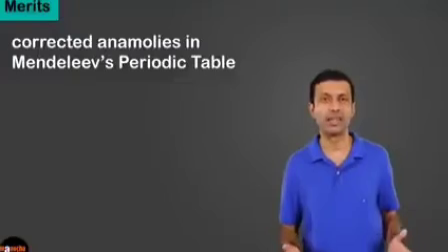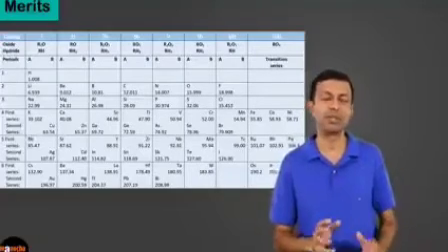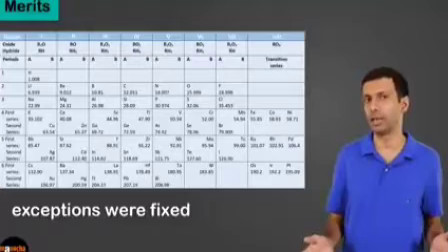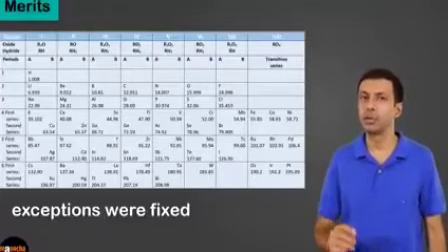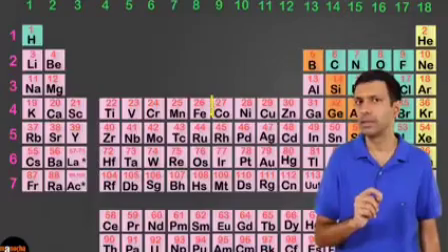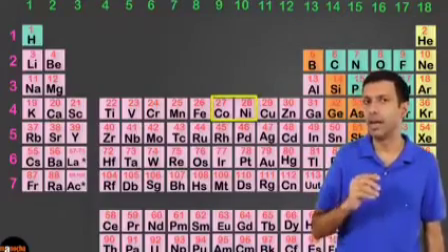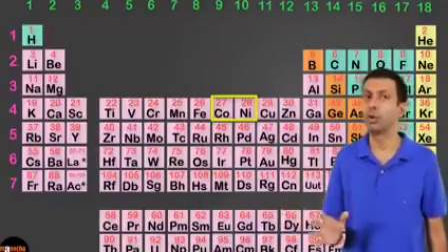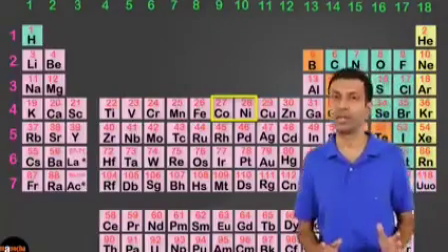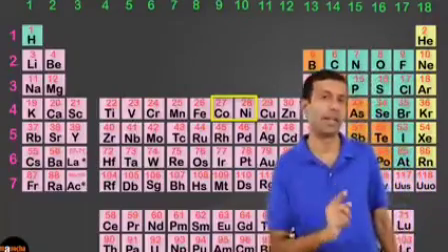The second point is Mendeleev had to make certain exceptions for some elements, but these are fixed in the modern periodic table. For example, the position of cobalt and nickel. Cobalt should come first because it has a lower atomic number as compared to nickel, even though it has a higher atomic mass, because the modern periodic table is based on atomic number.